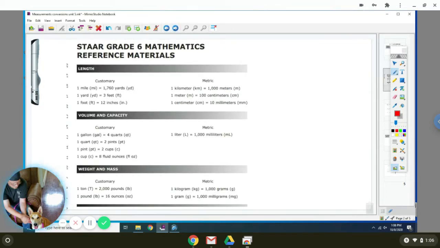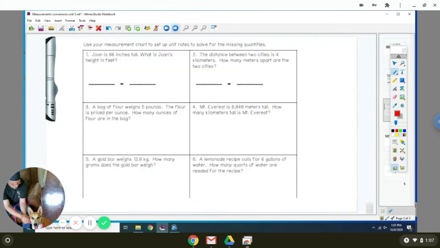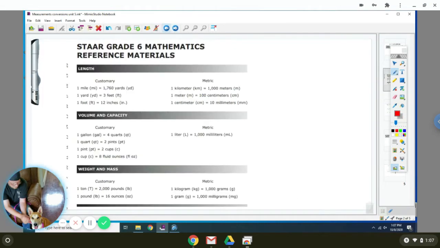This STAR chart is going to be given to you on the day of the STAR test. And also you can use it anytime you have a test. So I put it on the notes here because you're going to be using this quite a bit today. The first one we're going to do is use our measurement chart to change: Joan is 66 inches, and we're going to change it to height in feet. So we're going to change inches to feet.